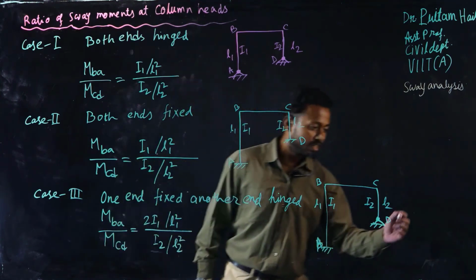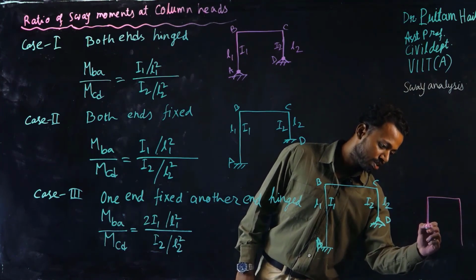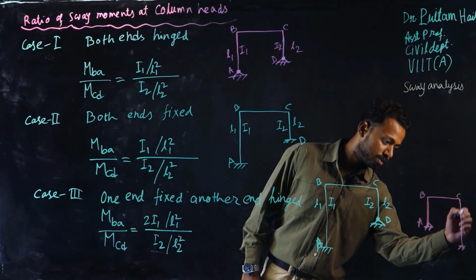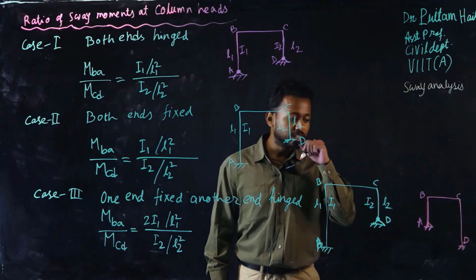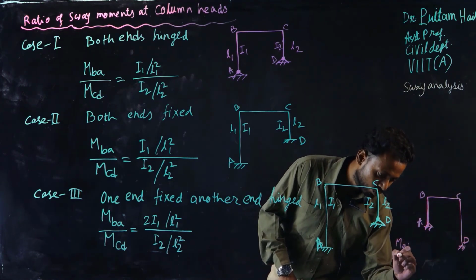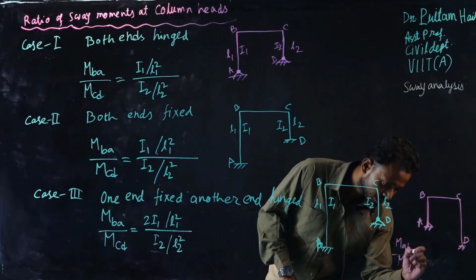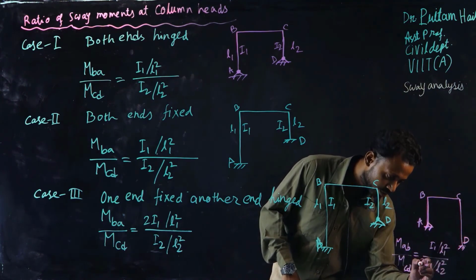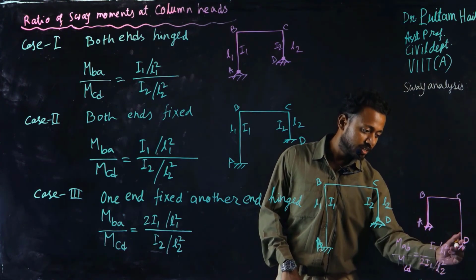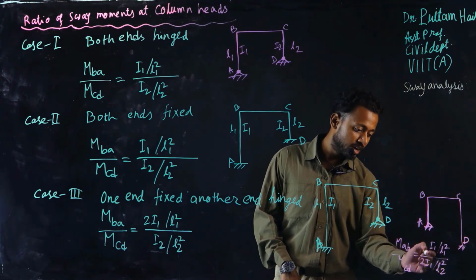So if you see, in any case, suppose this is hinge and this is fixed, and this is A, B, C, D. In this case, MAB to MCD will be what? This will be twice, because MCD will be twice, because at CD a fixed support is there and at AB a hinge support is there. That's why it will be 1 and it will be 2.